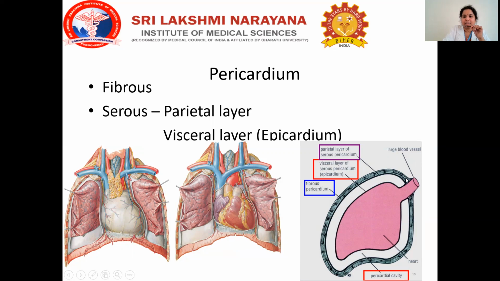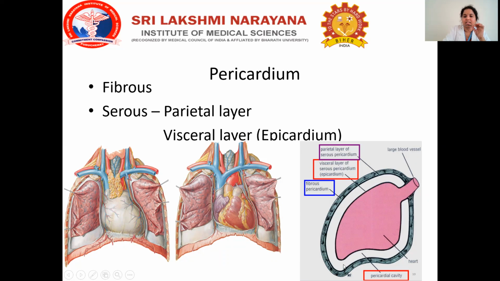So the fibrous pericardium is like an open sac that merges with the outer tunic of the great vessels of the heart, whereas the serous pericardium is like a closed cavity with two layers: the parietal layer attached to the fibrous layer, and the visceral layer attached to the heart. This closed space encloses a cavity called the pericardial cavity.